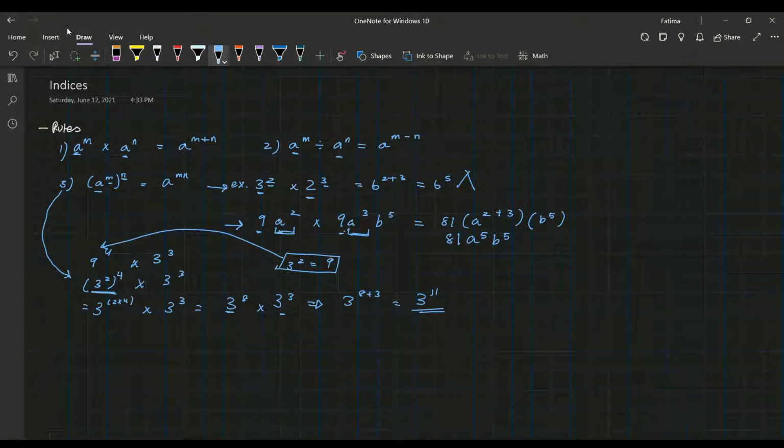So whenever you're given questions with multiplication or division of bases with powers, you would have to see if you can make the base the same, and if not, see if there's any variable that is common in the base.